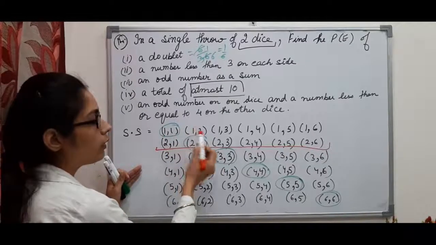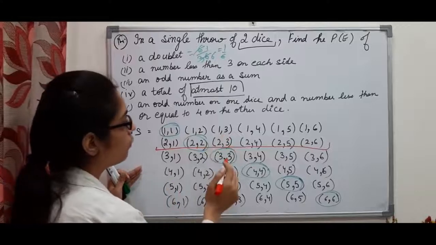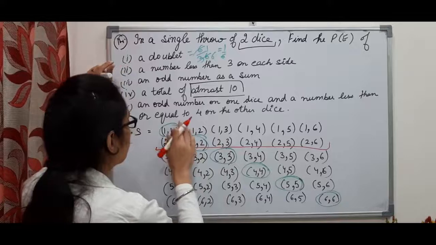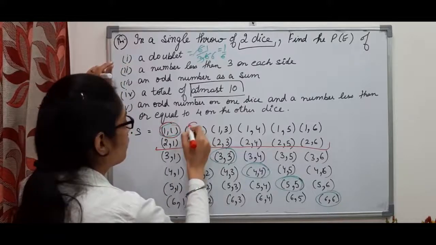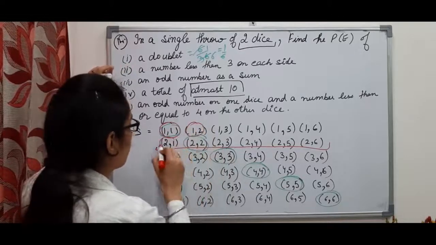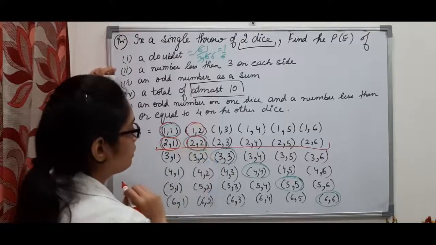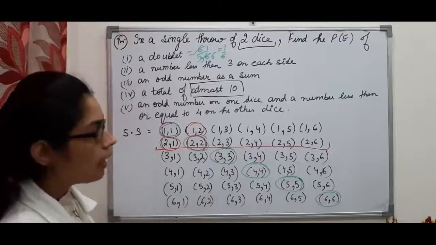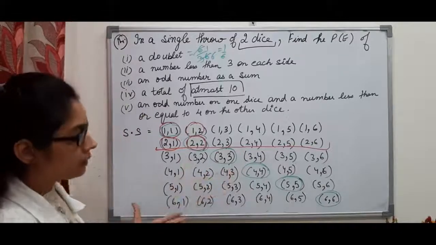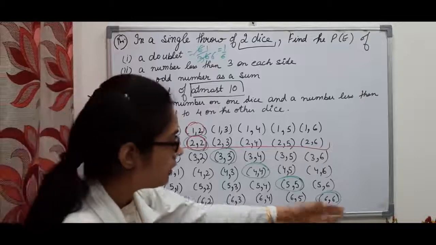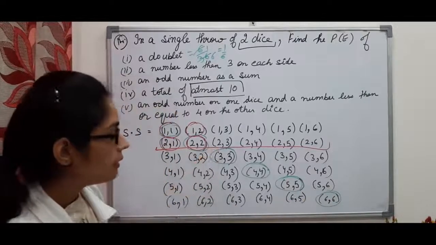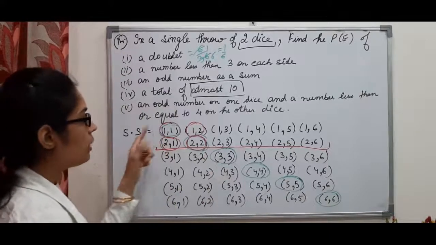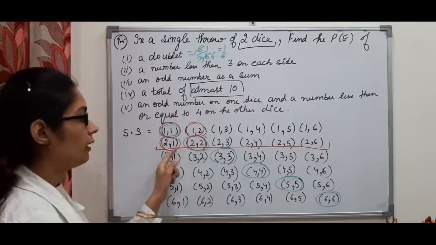So 1 1, 1 2, 1 3. No, we won't take it. A number should be less than 3. So these two, here again less than 3 on both the sides. And now I can see all the remaining events have numbers which are greater than 3 on both the sides. So we will choose these: 1 1, 1 2, 2 1 and 2 2.